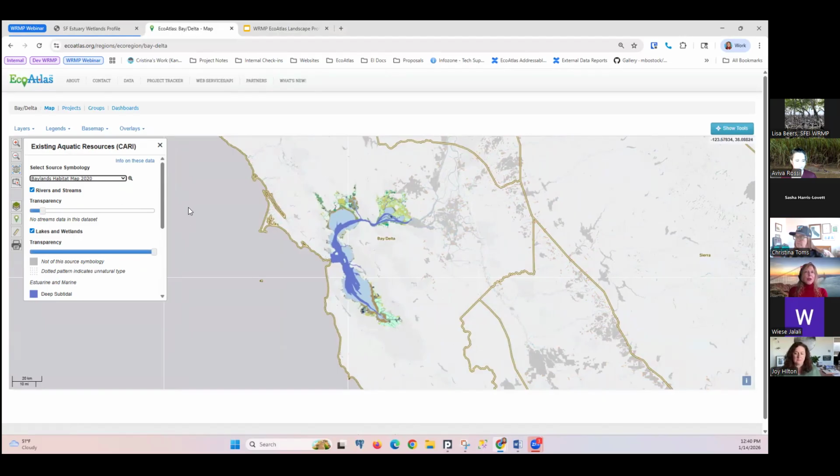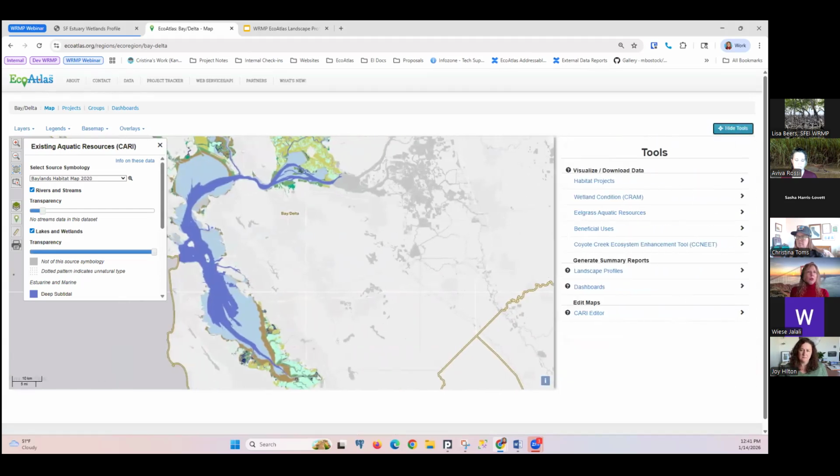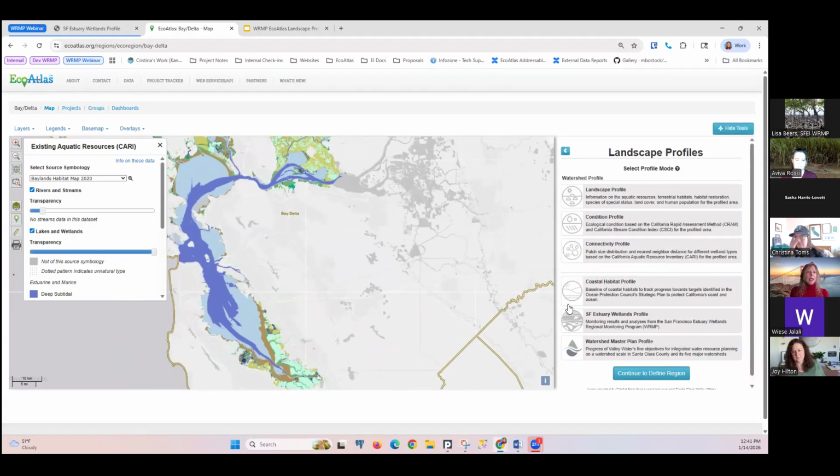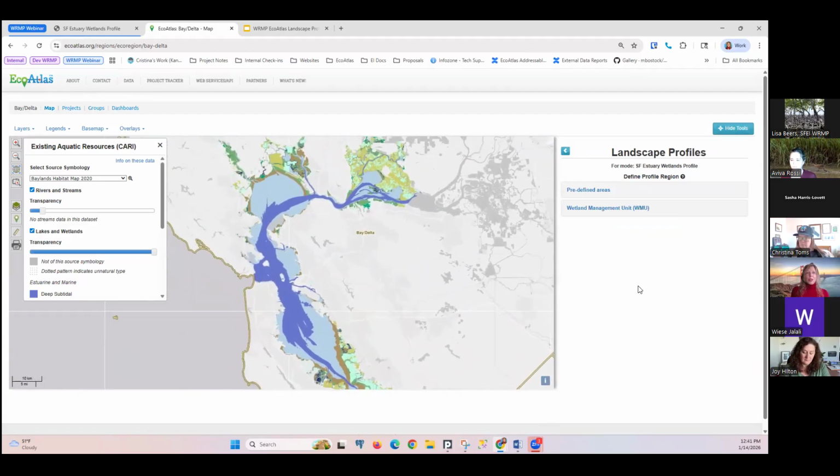So to generate the WRMP profile, this is within the toolbox. So let me just make this a little larger. And over here on the upper right-hand corner, you select Show Tools. And under Generate Summary Reports, you click on Landscape Profiles. And so the WRMP profile is listed here under the Customized Profiles, and then you go to select a defined area.